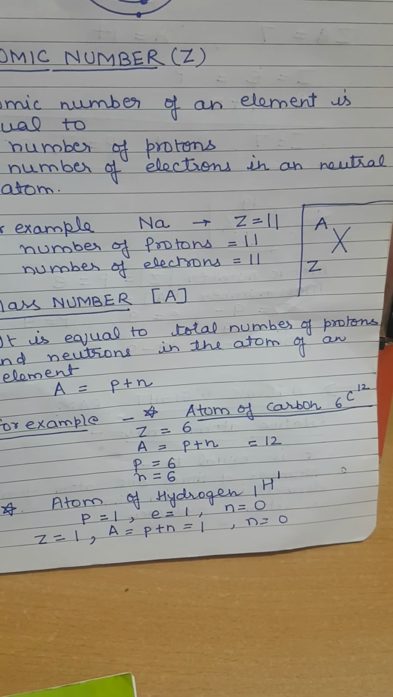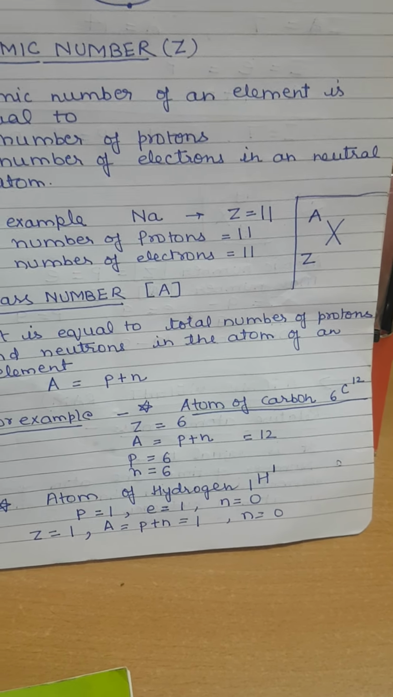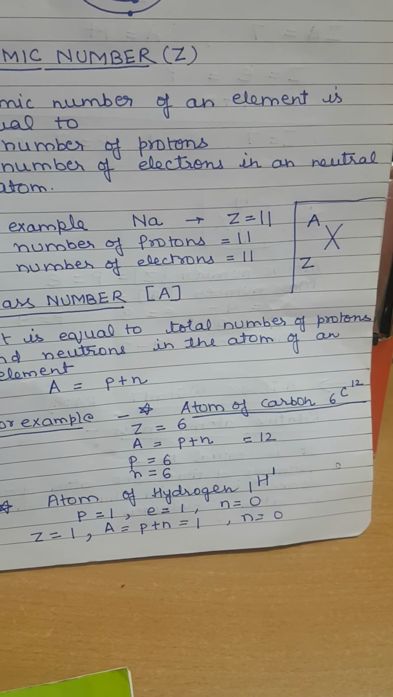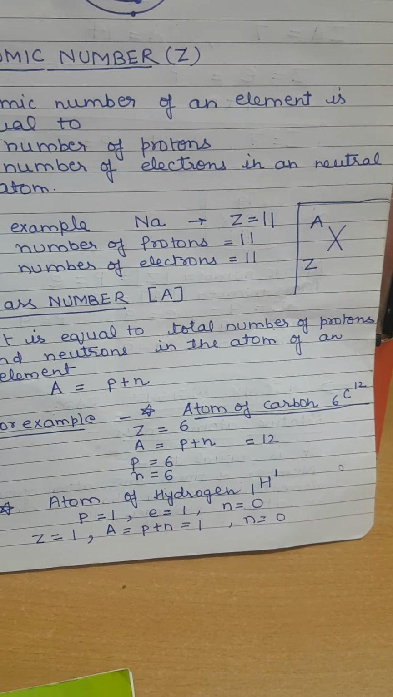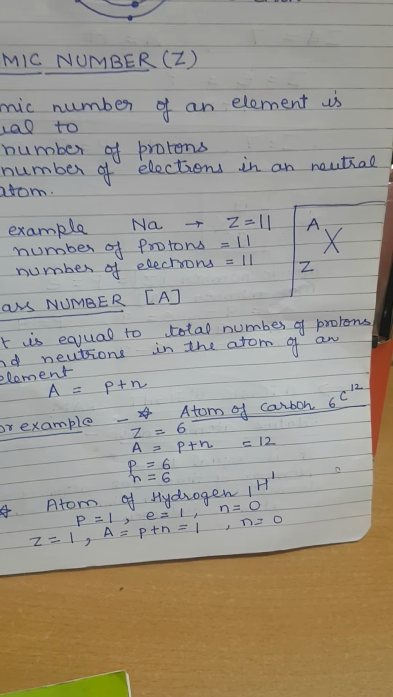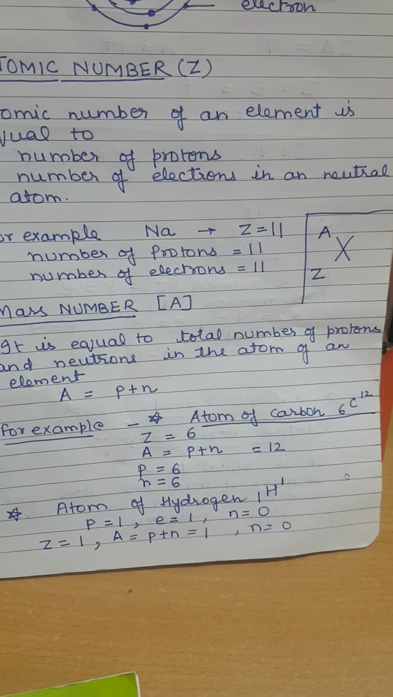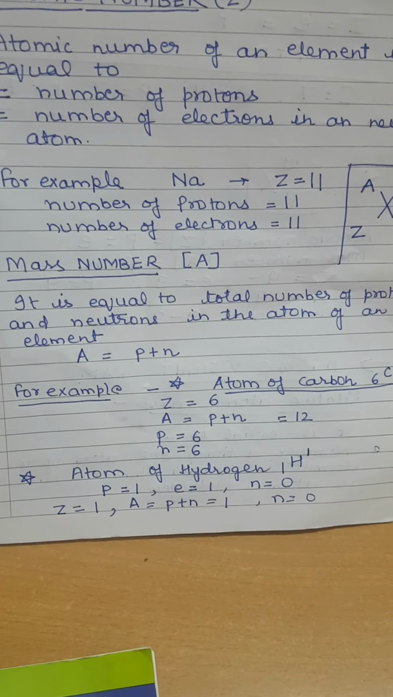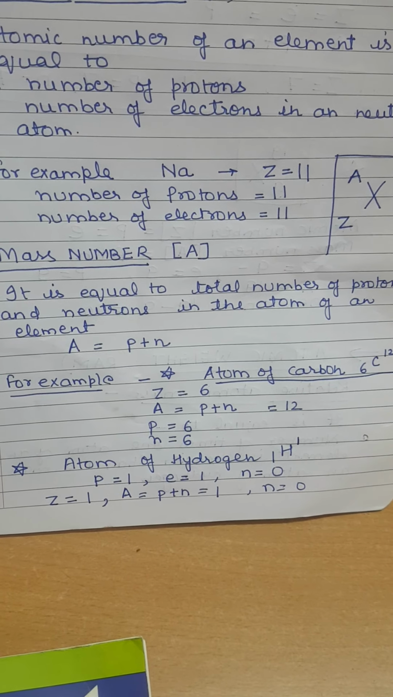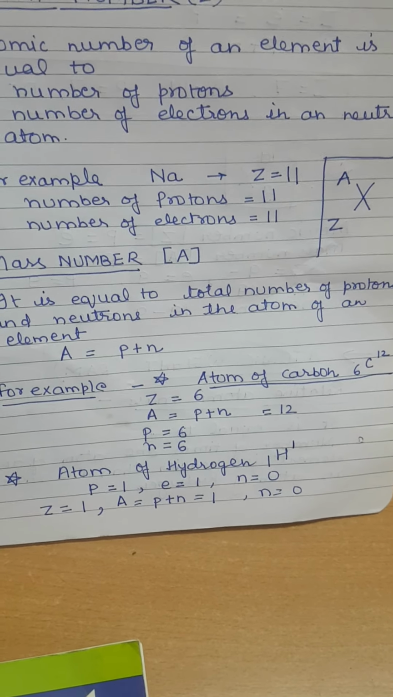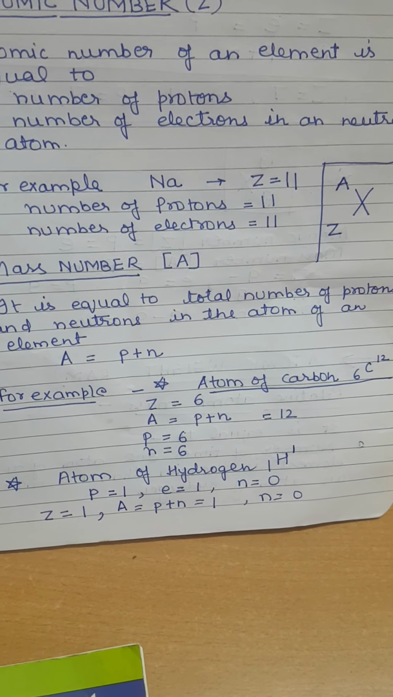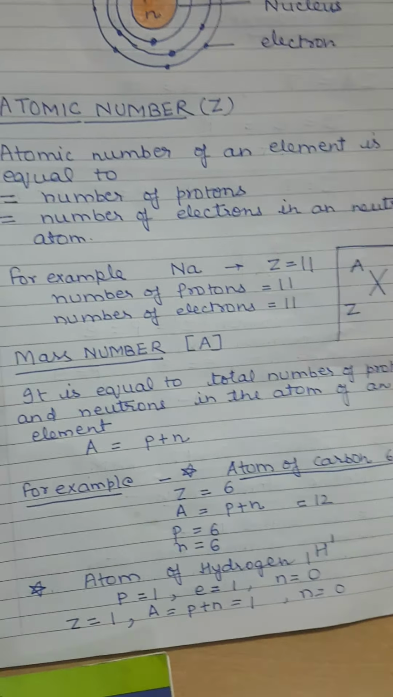You know that A is equal to P plus N. So if A is 12 and P is 6, then N is equal to 12 minus 6, that is 6. One more example, atom of hydrogen, 1H1. So 1 is the mass number and 1 is the atomic number.